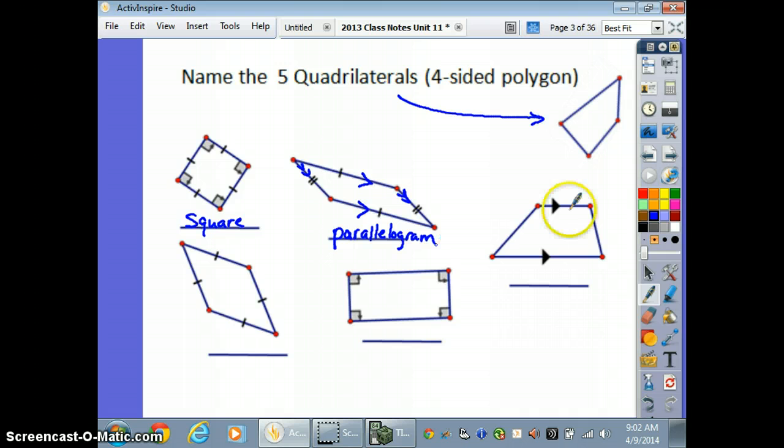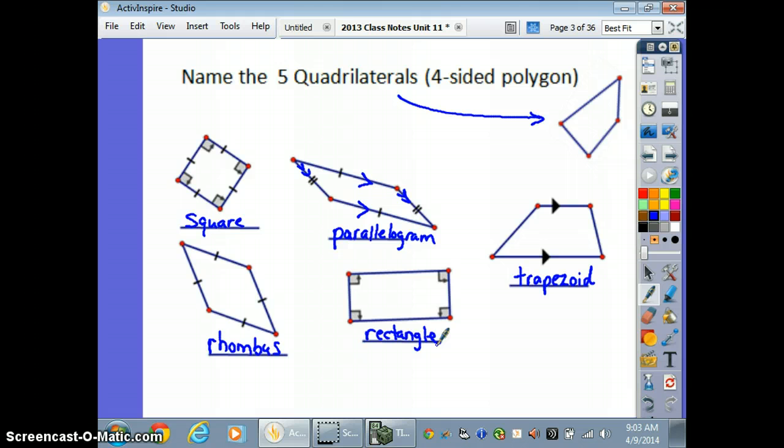This has one pair of parallel sides, and it's called a trapezoid. Here we have a figure that has 4 congruent sides. This is called a rhombus. And here we have a 4-sided figure that has 4 right angles, and that is called a rectangle. Okay, I know you know those.